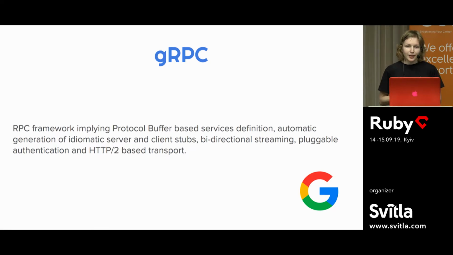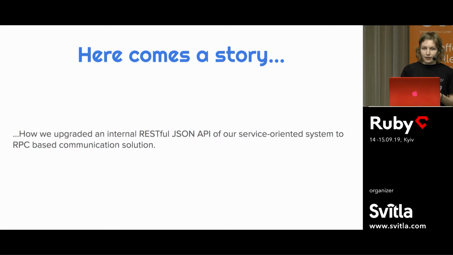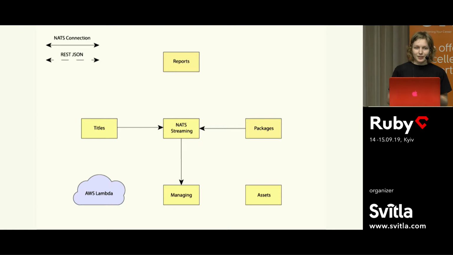So gRPC. gRPC is a framework developed by Google. It is implying protocol buffer-based services definition, and it automatically generates server and client stubs. It involves bidirectional streaming and HTTP2-based transport. And first, I want to describe an example. So, in the last year, I was involved in the upgrade of an internal RESTful JSON system to an RPC-based system. So here, how it looks like.